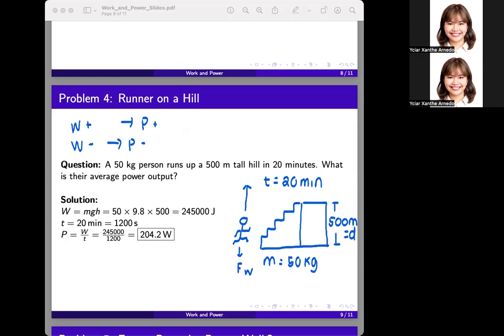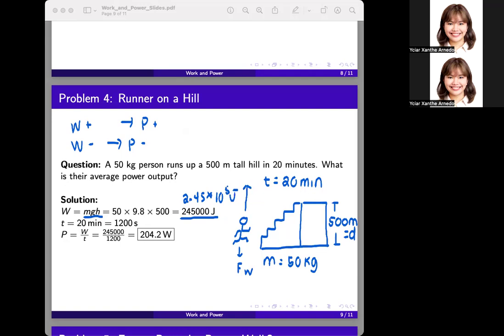So again, we just multiply the acceleration due to gravity by the displacement or the height. So we get this formula here. Work is equal to mgh or mgd. We multiply 50 kilograms to 9.8 meter per second squared and also multiply 500 meters before finally getting 245,000 joules or 2.45 times 10 to the 5 joules.